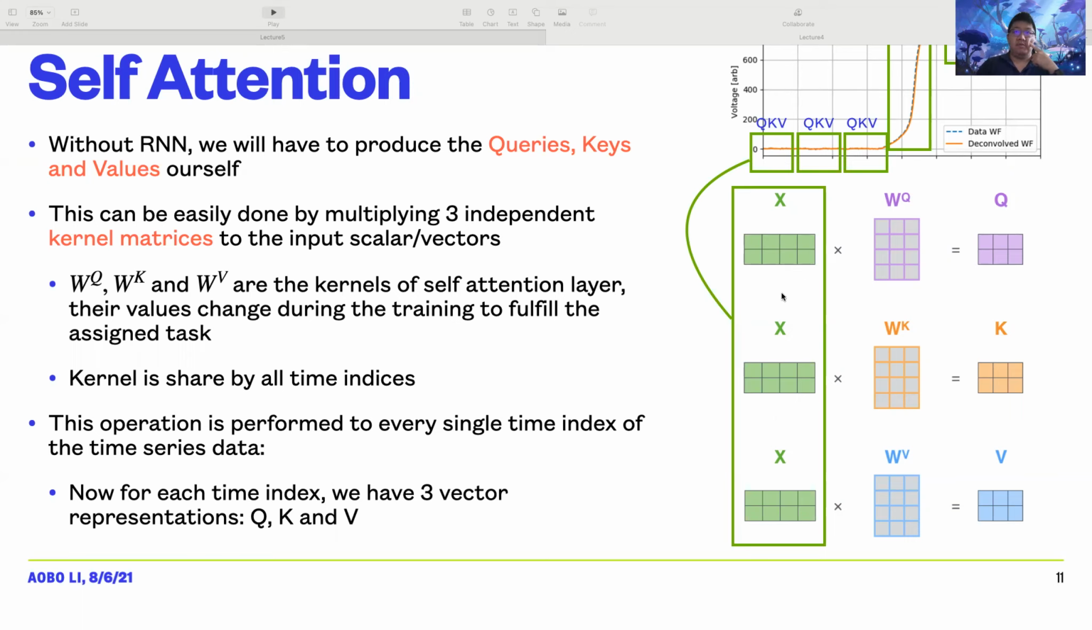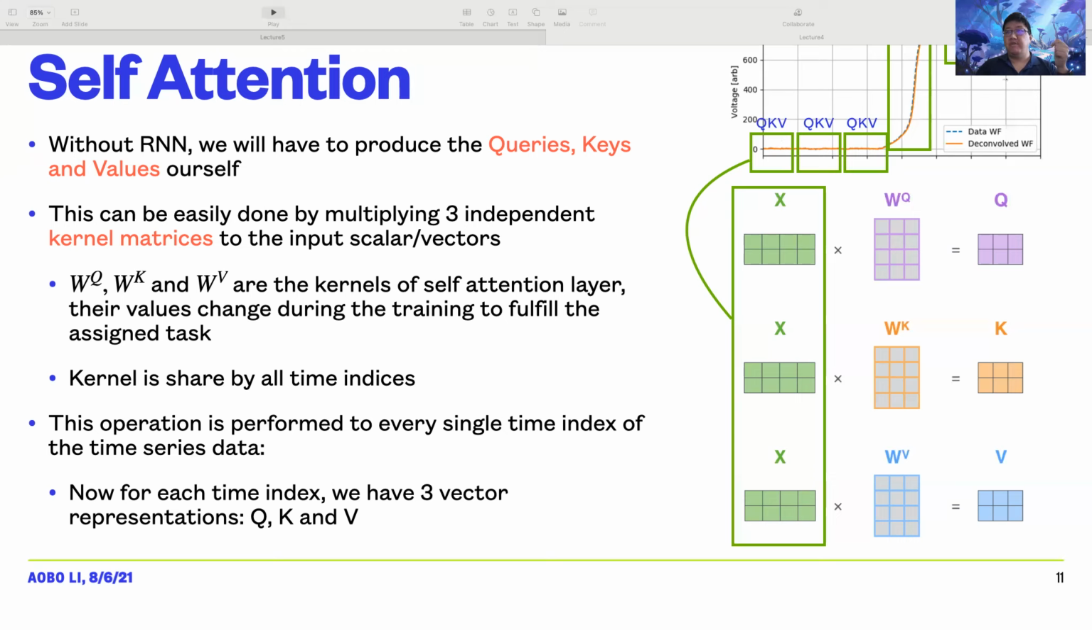So remember those 3 independent matrices we call multiplies are going to be the kernel of the self-attention layer. Their values change during the training to fulfill the assigned task. And the kernel is shared by all the time indices, so we multiply the same matrix to the entire waveform. If we do that, we will have a query, key, and value for every single time index.